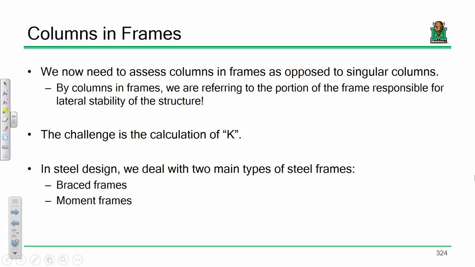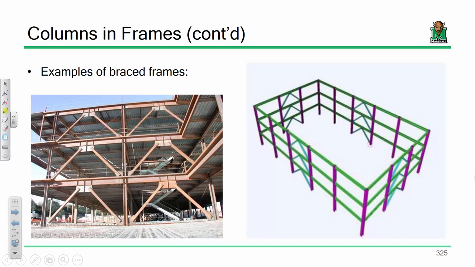Okay? Now, in steel design, we deal with two types of frames when we say columns in frames, and that's braced frames and moment frames. To be clear, when I say a column in a frame, I'm not talking about any old column in the building. Any one of these interior columns in the building can be treated as a singular column in any situation. When I say columns in frames, I'm talking about the system that is intended to withstand lateral load events.